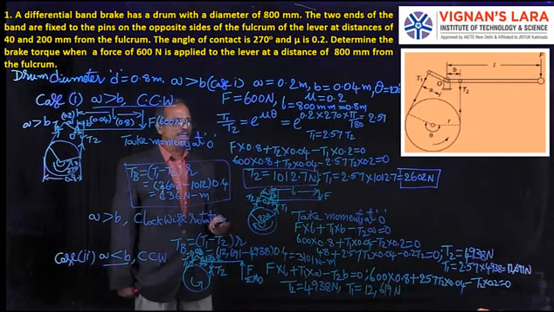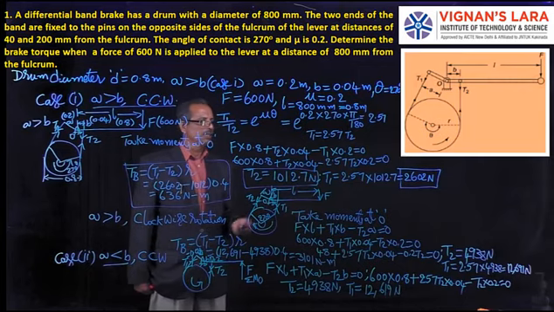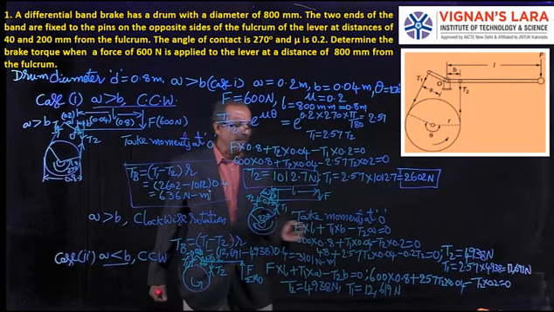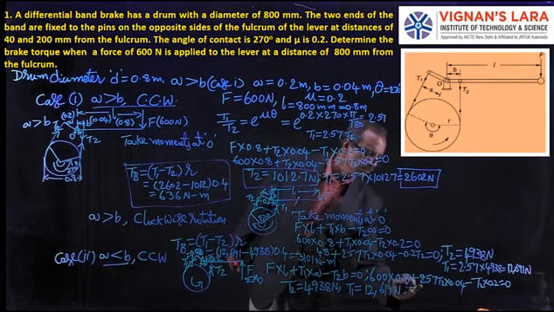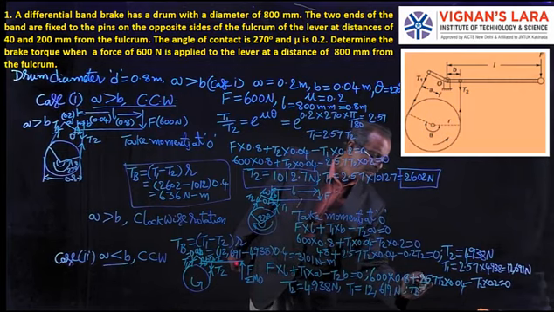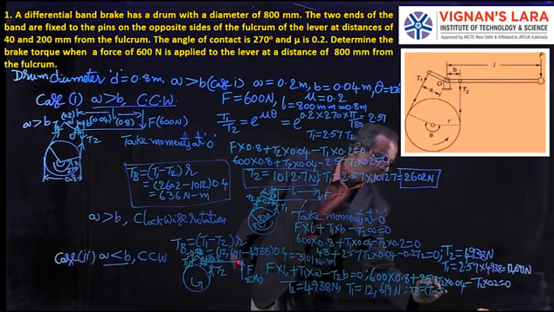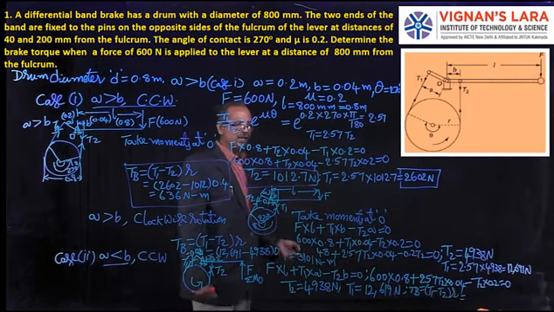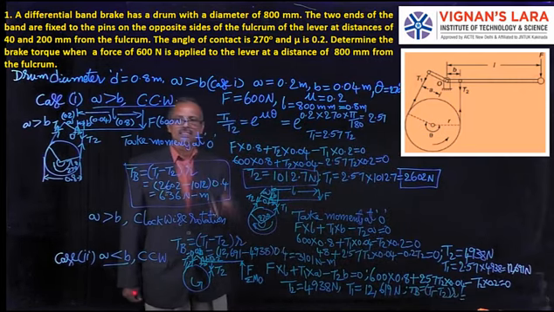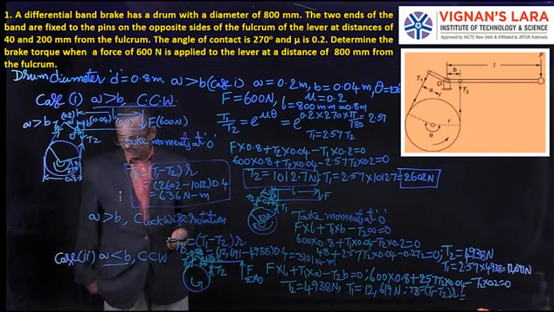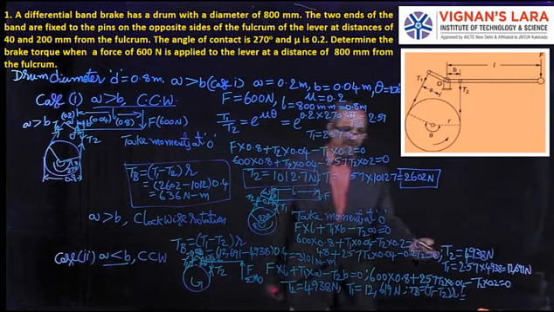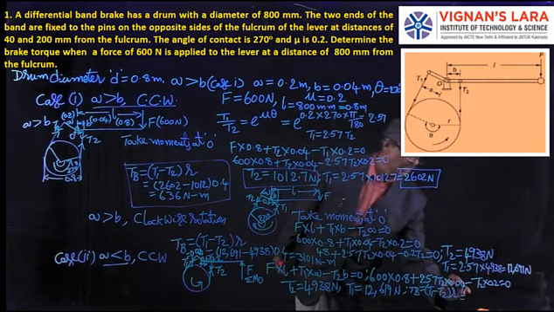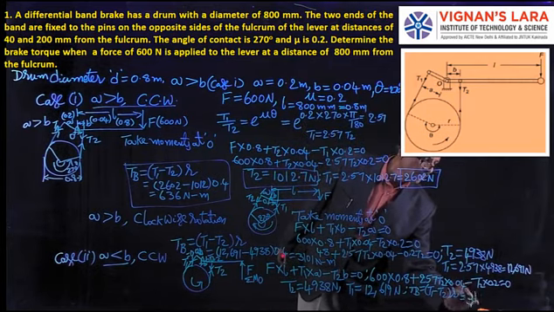So once I get my T2 and T1, the braking torque is T1 minus T2 into R. You substitute the values of T1 and T2, and R is 0.4, then this value is the same as the previous one we got, 3101 Newton meter.